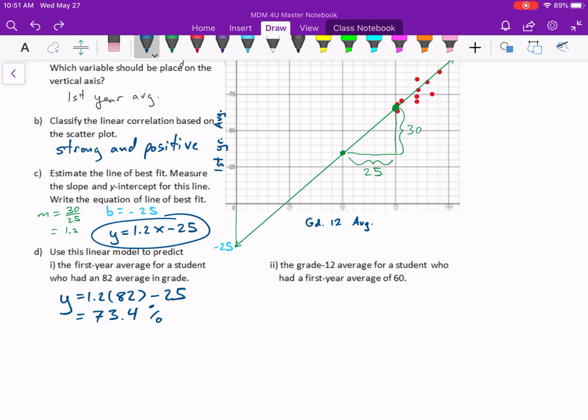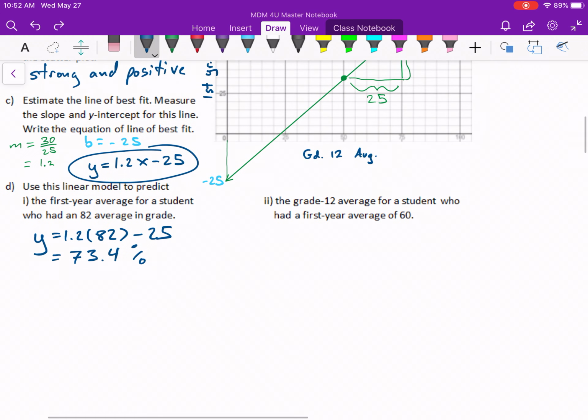The grade 12 student, sorry, I'm just reading the question backwards. The grade 12 average for a student who had a first-year average of 60. They don't usually want to use it for this, but we could work backwards. So if I was at the university and I had a student who had a 60, then I could predict what their grade 12 average was.